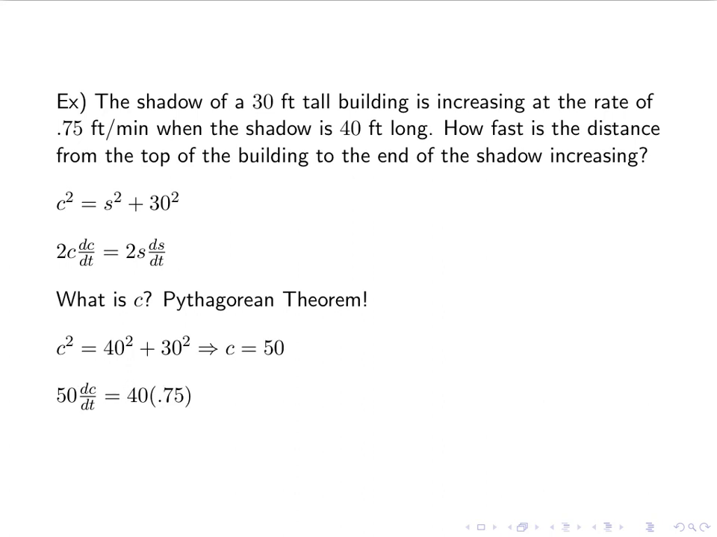And then we know everything except for dc/dt. So what I did from here to here is I canceled the 2's. So I just have C dc/dt equals S ds/dt. And then I solve for dc/dt, and I get that it's 0.6 feet per minute.